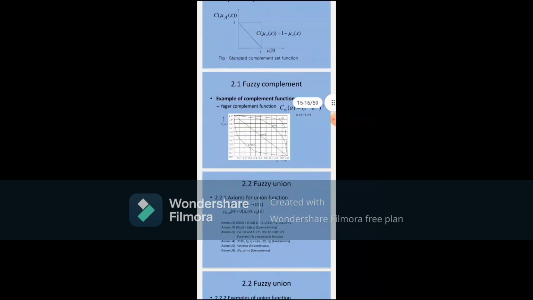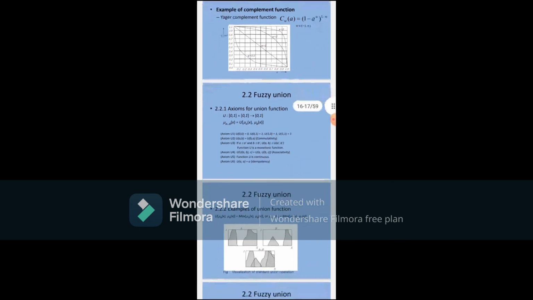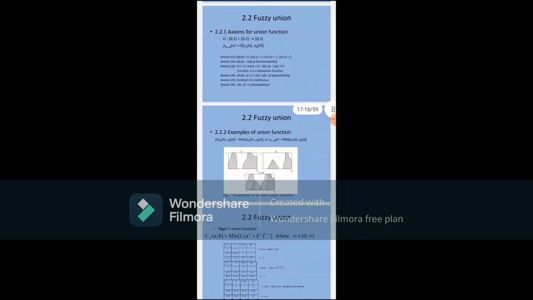Fuzzy complement. Example of complement function. Fuzzy union. Axiom for union function. Example of union function.